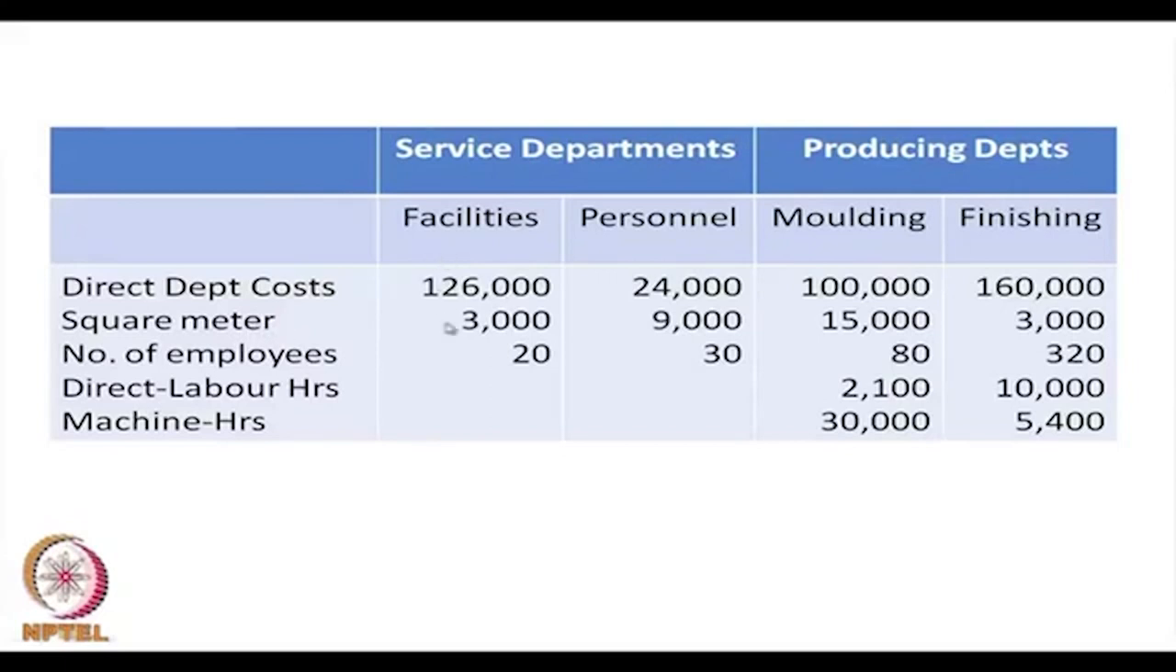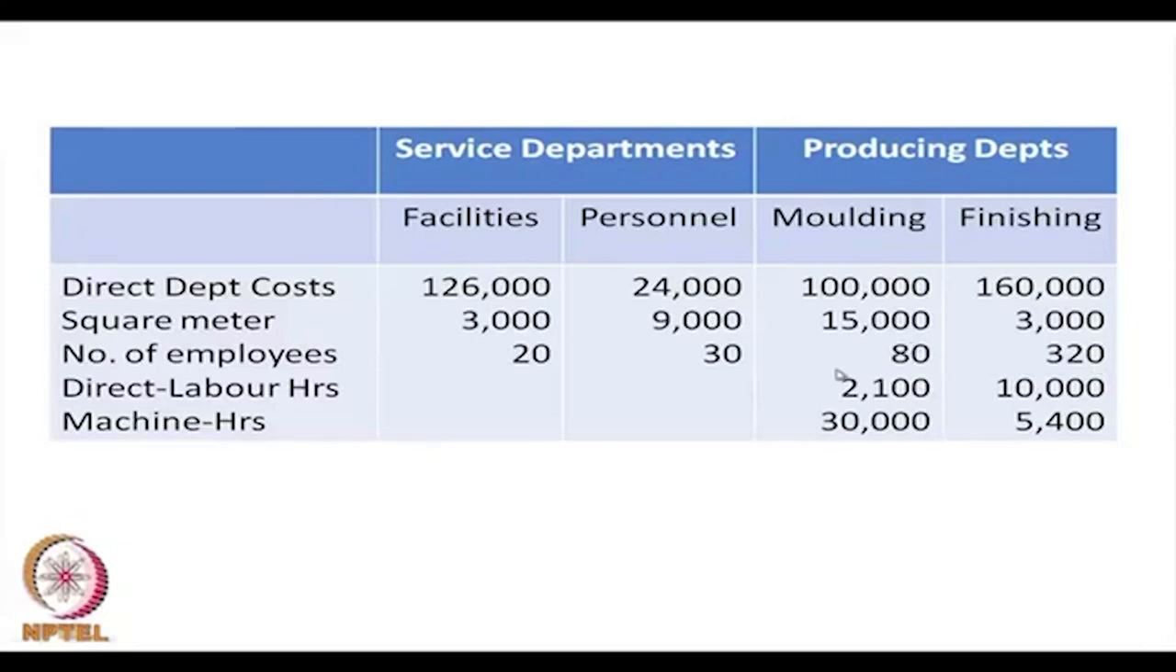They occupy 3000 square meters for the facilities department, 9000 for personnel, 15000 for molding and 3000 for finishing. So many square meters of space each of these four departments occupies. The number of employees in each of these four is 20, 30, 80 and 320 respectively.